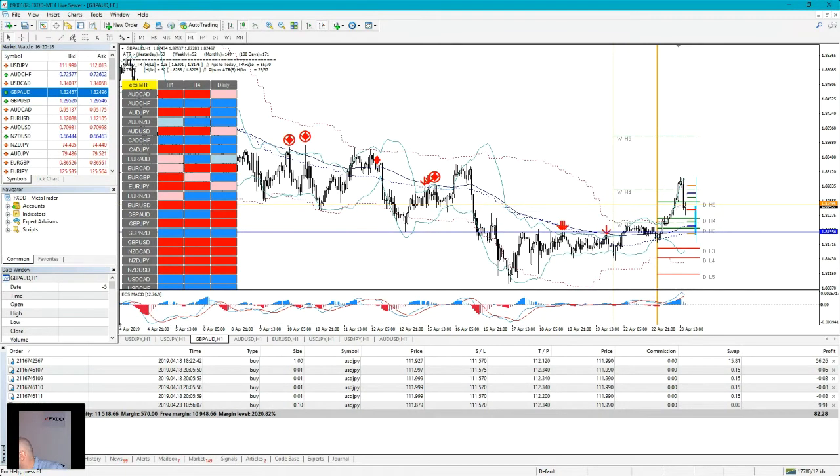Matt is saying, cheers, good inspiration. I'm almost a year in, but mostly hovering around break even. Using the ATR is helping. Yes, Matt, the ATR is very important.